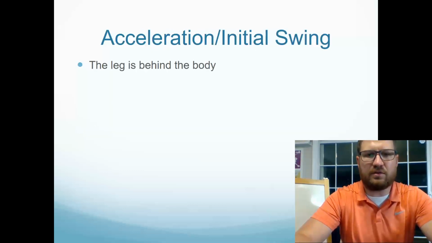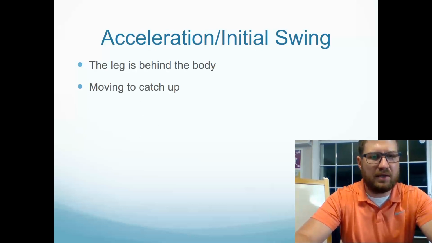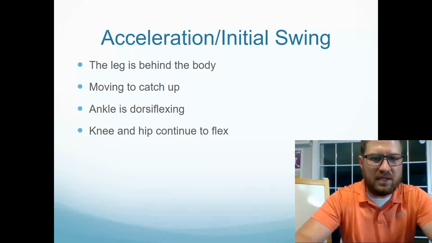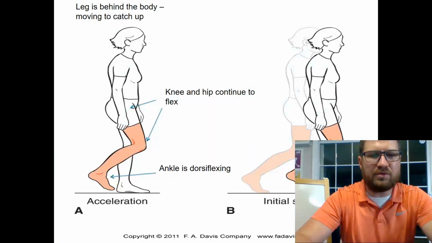All right. So acceleration or initial swing, the leg is behind the body, moving to catch up. Our ankle is dorsiflexing to clear the toe, and knee and hip continue to flex. So this is all concentric. Nothing eccentric is happening. Our ankle dorsiflexors, our tibialis anterior, is concentrically contracting to pull our toes up so we can clear the foot. Same with our hip and knee. They are flexing to move the leg forward and to clear the toe.